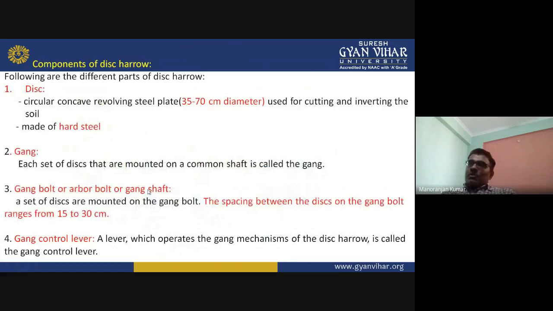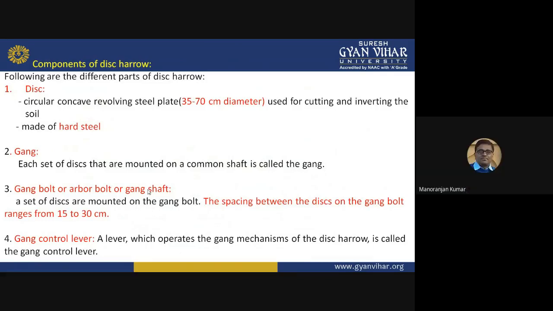Now the fourth part is gang control lever. So there is one lever in this disc harrow which operates the gang mechanism of the disc harrow. So this lever is known as the gang control lever. With the help of this lever, you can change the angle of the disc.